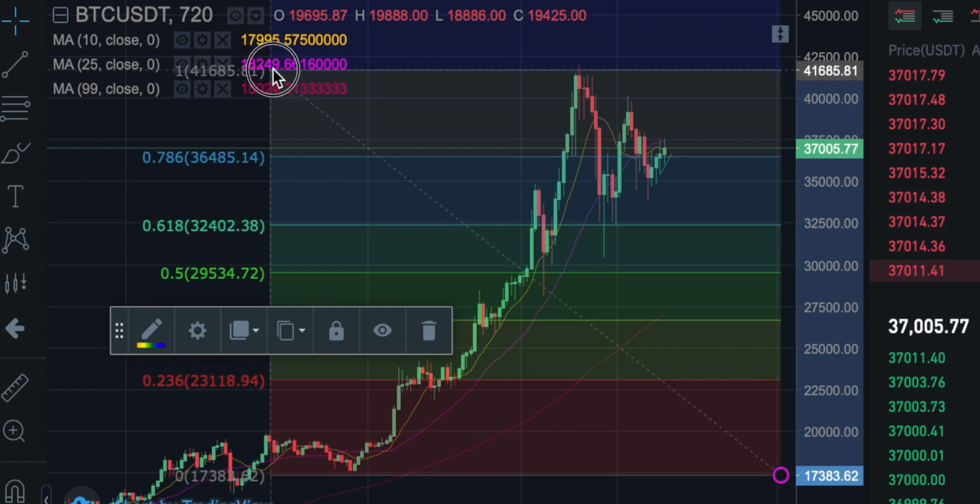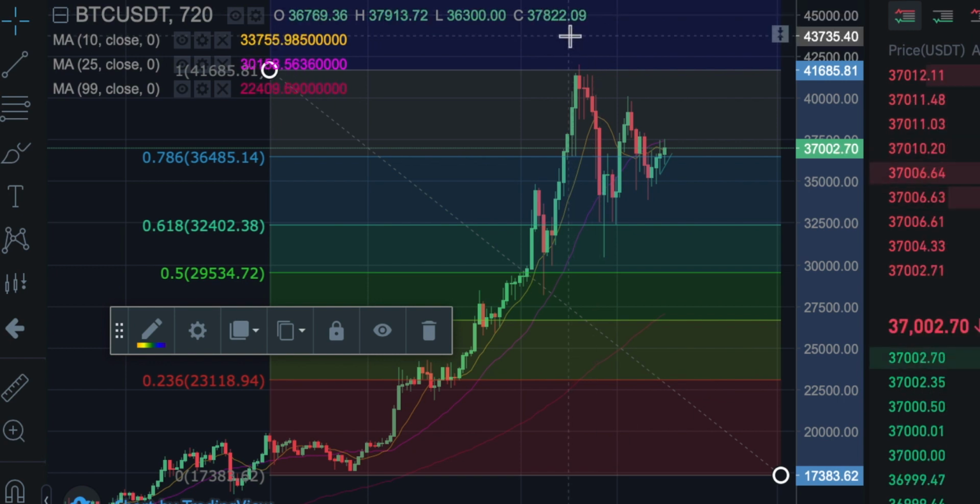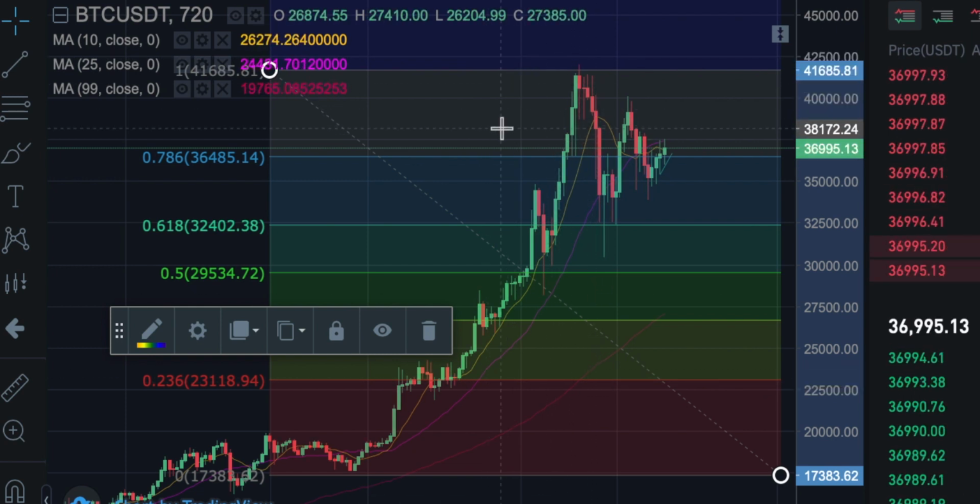So you can drag this from the high to the low point, and the Fibonacci retracement levels are supposed to give you areas of support and resistance in the chart. So they will retrace from highs down to lows in certain measurements.